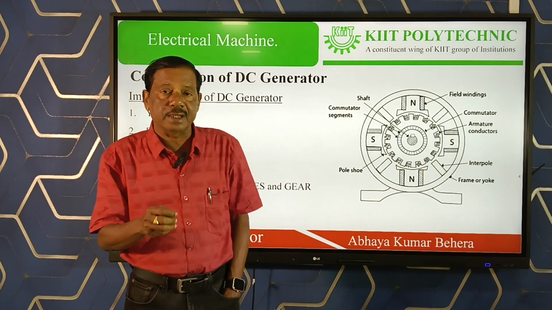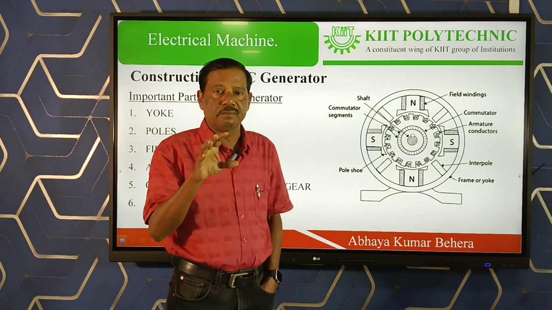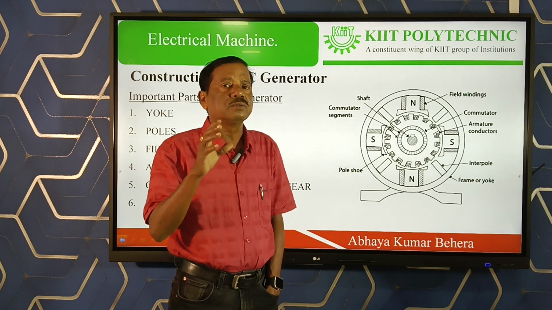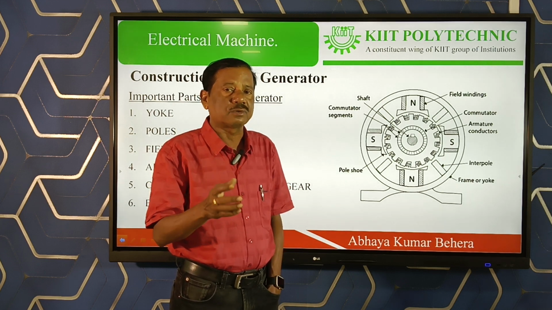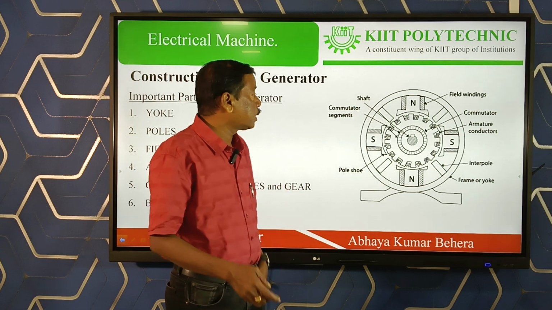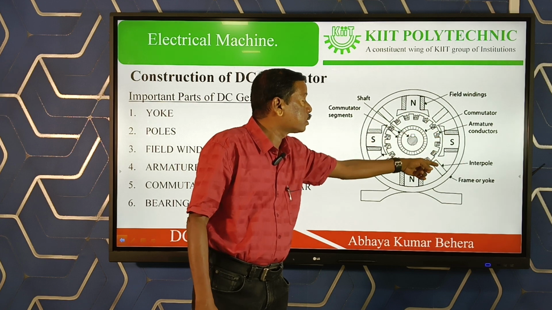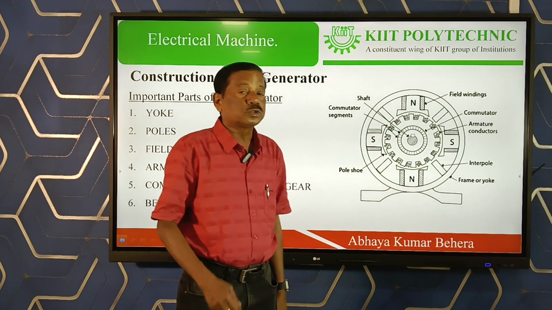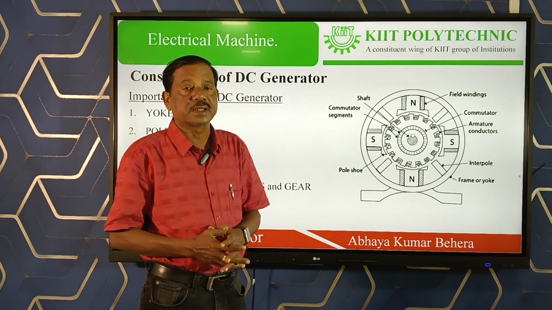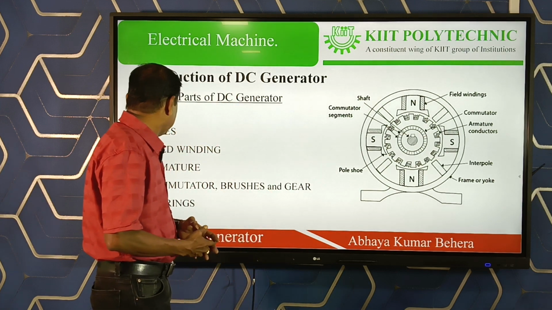The permanent magnets give a magnetic field which is not strong. To make the magnetic field stronger, we want to make the magnetic poles an electromagnet, so the field windings are provided over the magnetic pole, so that the magnetic field strength within the air gap will be higher. These are called field winding.